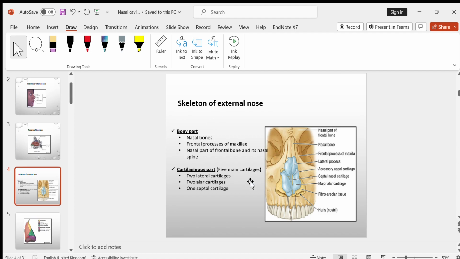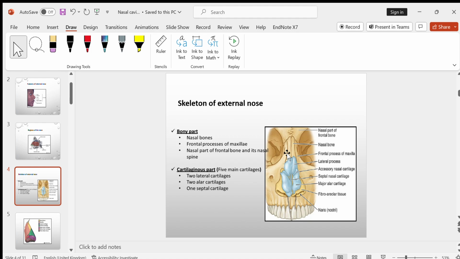The skeleton of the nose is both bony as well as cartilaginous. So the bony part in this picture, as we can see above, we have the nasal part of the frontal bone here. Then in the center we have the nasal bones, and on either side of the nasal bones we have the frontal processes of the maxilla. This large bone is the maxilla. The processes that go towards the frontal bone are the frontal processes of the maxilla, and they form part of the bony skeleton of the nose.